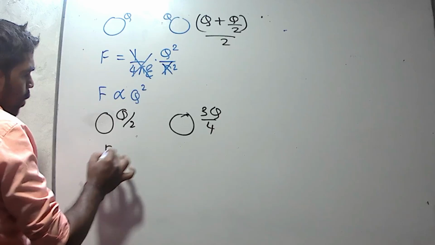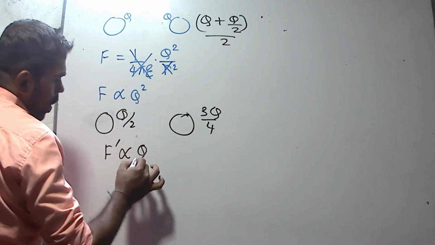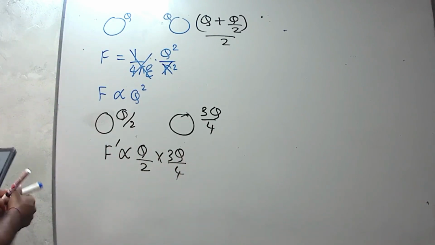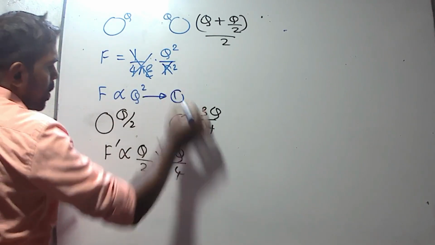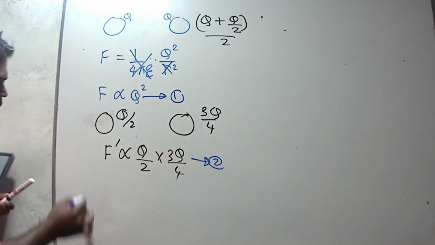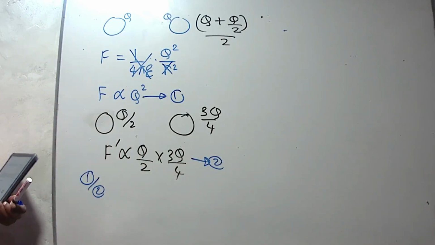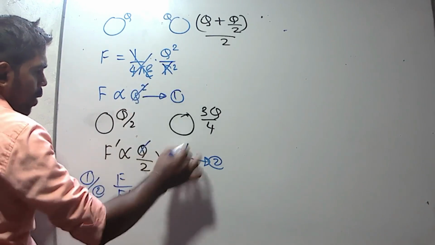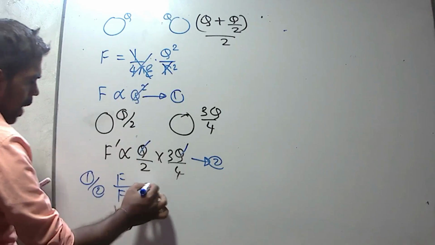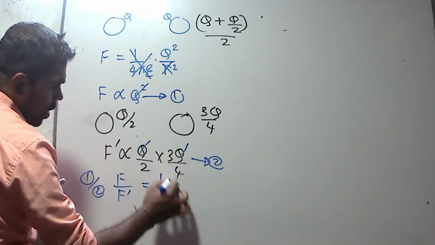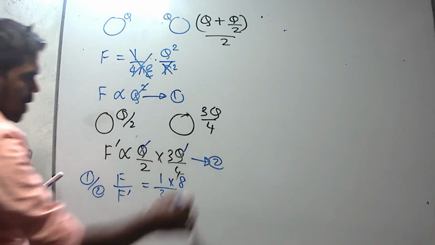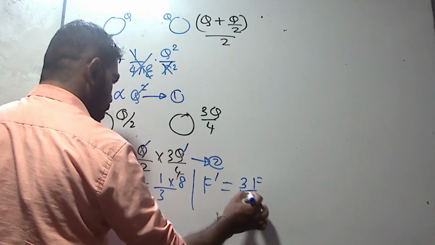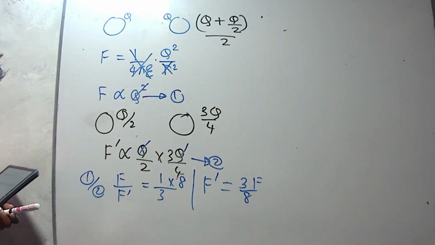Now, the new force is directly proportional to Q over 2 multiplied by 3Q over 4. We can divide these proportional relationships. F divided by F dash, Q squared and Q squared cancelling, is 1 divided by 3 over 8. Then we can get F dash. It is 3F over 8. Then the answer is 4.